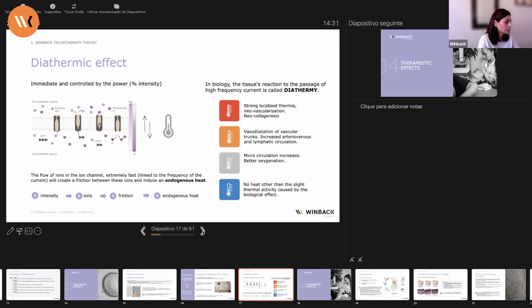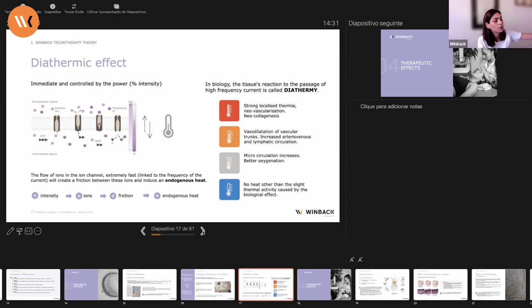We have the liberation of energy. So more intensity, more ions that we are stimulating, more friction between them, and more endogenous heat that we are producing. So in biology, the tissue's reaction to the passage of the high frequency current is called diathermia.